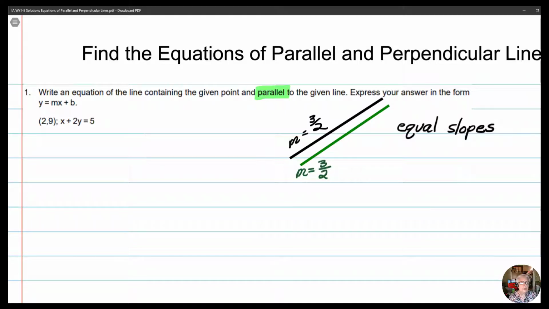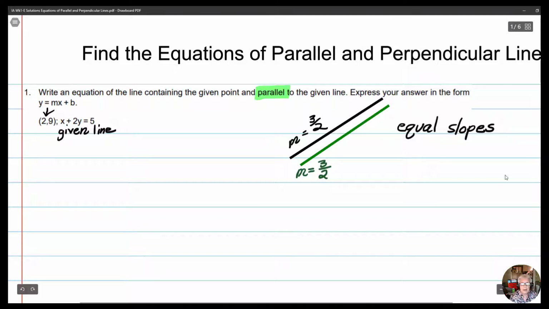So, the instructions say to write an equation of the line containing the given point. What is the given point? Well, it's the point that's given to you, right here. And parallel to the given line. This is the given line. It's given to you. We're going to write an equation of a line that's parallel to this line. And the new line goes through this point.